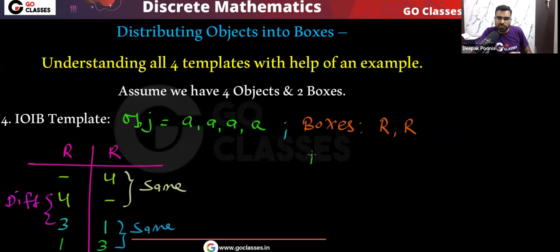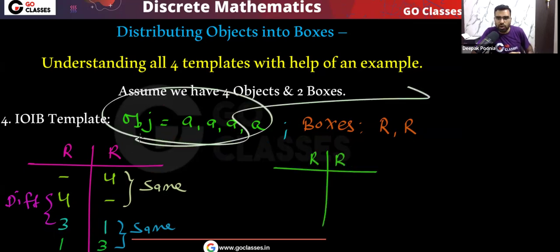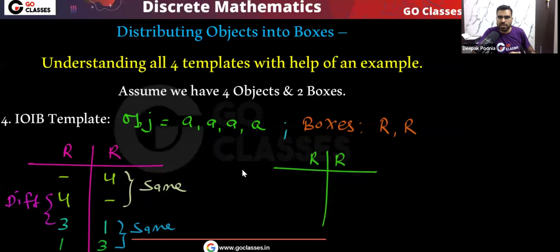So tell me, in this situation, what will be the answer? If you have four identical objects and two identical boxes, then what is the number of distributions possible? That is very simple. You put nothing here, then all four elements you are putting here. You put one element in one box, three elements in another box. Put two elements in one box, the remaining two elements in another box. That's it. Only three ways.